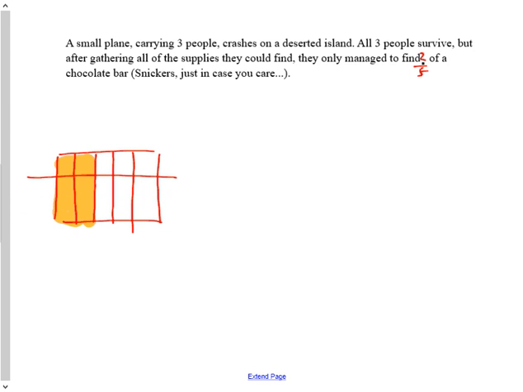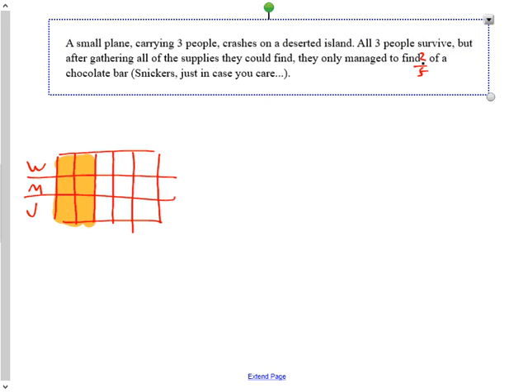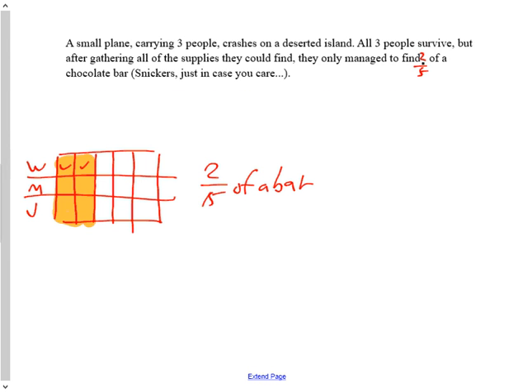Well, before I cut it, it was 2/5. After I cut it, it was now 15ths, 2 of which I get. I get this part and this part, which means I get 2/15ths of a bar. That's your final answer. The other way you could do it is, of course, saying, how much do I get?